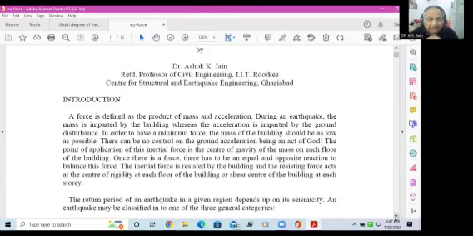As far as the ground acceleration is concerned, we have no control because it's supposed to be an act of God. Now, the point of application of the inertial force: mass into acceleration, Newton's law, this is the inertial force. It will act at the center of gravity of the mass of each floor. Once there is a force, there has to be an equal and opposite reaction to balance it. The inertial force is resisted by the building, and the resisting force acts at the center of rigidity, that means the center of gravity of the lateral stiffness of each floor of the building.